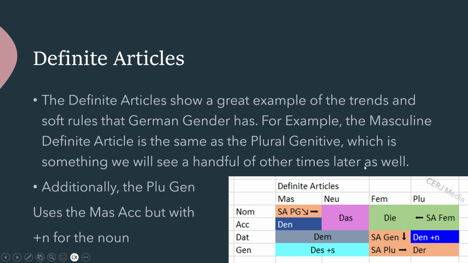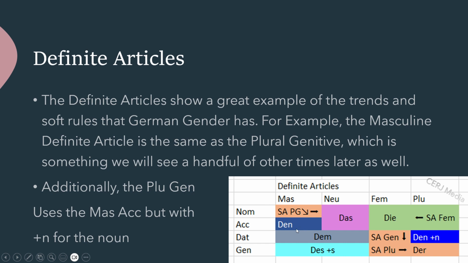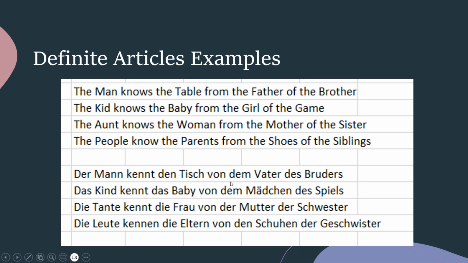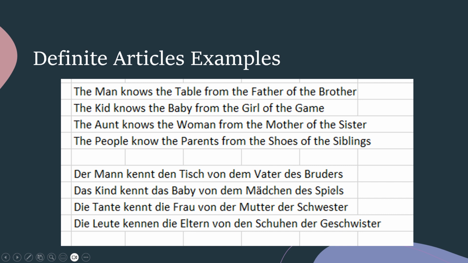So you can get this example right here, masculine, right? Der, of course, it's the same as the plural genitive. So we have der Mann kennt den Tisch. As you can see, this is den Tisch, which is coming from here, the masculine accusative. Von dem Vater, again, this is dative, so this would be von dem Vater, as we can see here as dem. Des Bruders, obviously, is genitive, and we have the S at the end here, because normally it is Bruder. I'm bad at Bruder specifically, it's a bad word for me. Probably should have chosen a different word, but whatever.